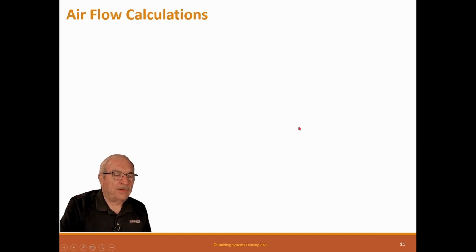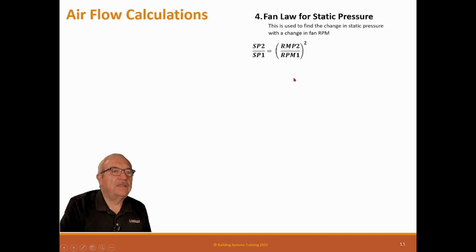All right, another fan law. This is the fan law for static pressure, which basically says static pressure 2 over static pressure 1 equals RPM2 over RPM1, all squared. So with that formula, we can find out how to change the static pressure. I did rearrange that equation, so static pressure 2 equals static pressure 1 times those two numbers. But you really don't need that. You just need to cross multiply in this one.